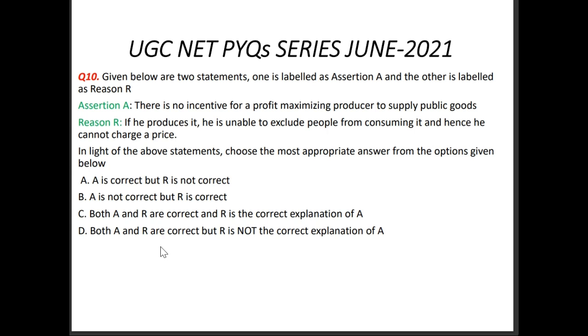Given below are the two statements, assertion and reason. Assertion is there is no incentive of the profit maximizing producer to supply public good. Yes, कोई प्रॉफिट मैक्सिमाइजिंग प्रोड्यूसर पब्लिक गुड नहीं सप्लाई करेगा. क्यों? क्योंकि if that particular producer supplies public good, then he will have to provide it for all.